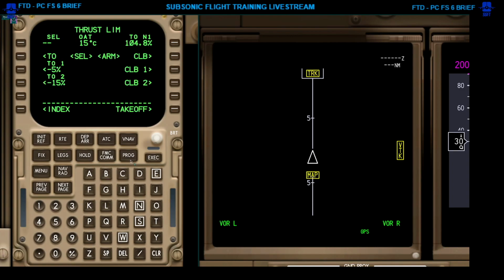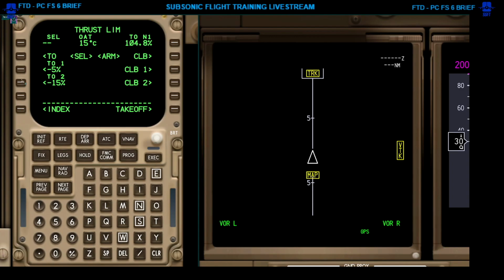Again, this is how the default would be, just like it looks right now. TO selected, full climb selected. Now the outside air temperature is listed at the top. Your takeoff N1 is listed on the right side there at R1. And in our case, for the AeroWinks, we're using 5% for TO1. That'd be 5% less than the max rated thrust. And then TO2 would be 15% less than the max rated thrust.